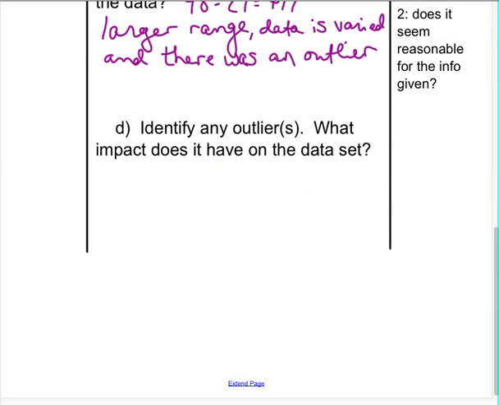And as we've been talking about, identify the outlier. We think it was that $48 bill that was quite a bit different than the rest of them. And we have already talked about the impact this has on the data set. It made the mean larger and the range was larger.